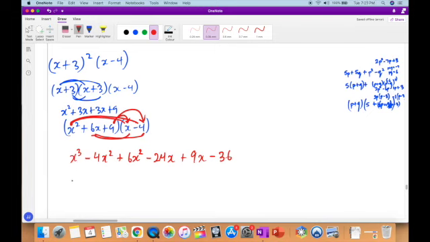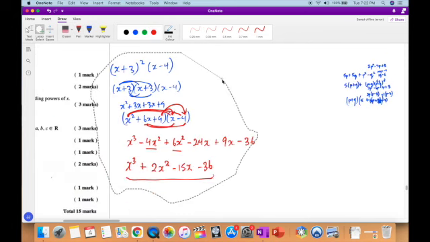So now we're left with x cubed. And then 6 minus 4 is 2. So that's plus 2x squared. Right? And now the x's, I have negative 24 plus 9. Negative 24 plus 9 gives me negative 15, so that is minus 15x minus 36. This is your final answer.